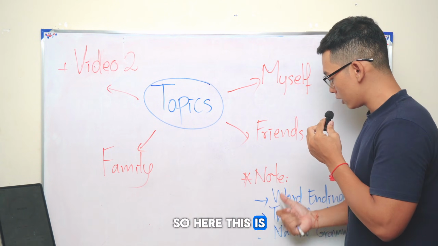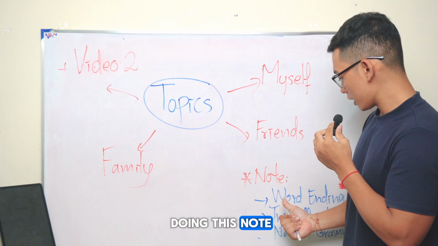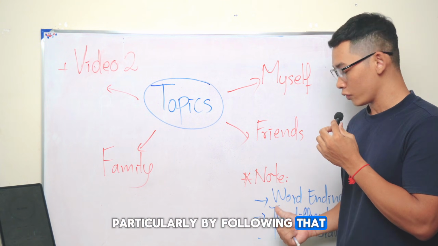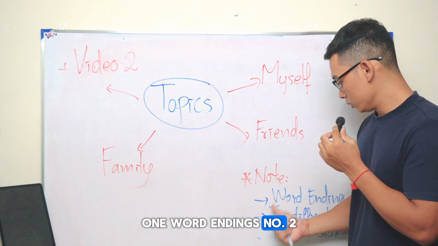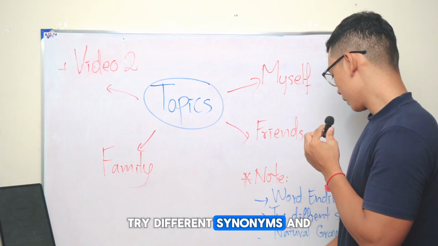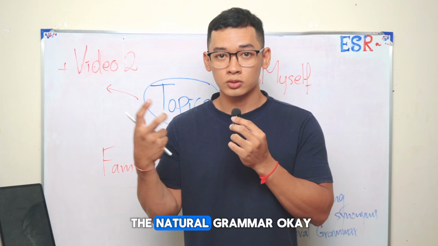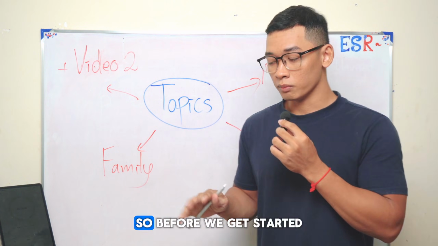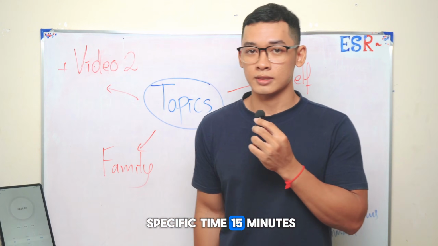So here, this is my note. I'm going to follow this note at any cost. One, word endings. Number two, try different synonyms. And number three, I'm going to use natural grammar. Okay, so before we get started, I'm about to set a specific time of 15 minutes.